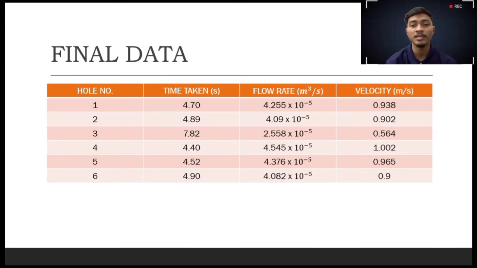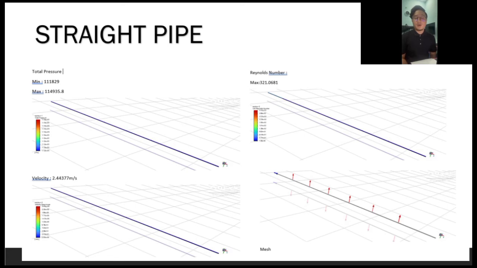And the data we take is time taken, flow rate and velocity. So the unit for flow rate is meter cubic per second, and for velocity, the unit is meter per second. So today I will explain how I ran the simulation in ANSYS.